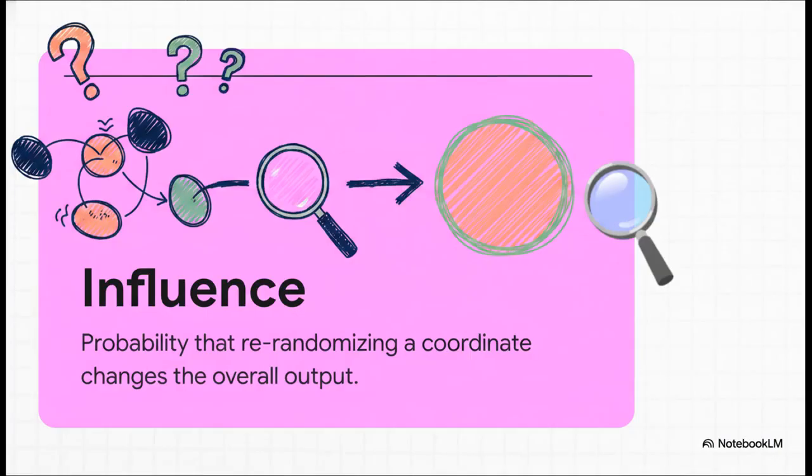Section 3. The math behind the magic. Now, to appreciate what they pulled off here, we need to look under the hood a bit. The very first key concept is called influence. Imagine you've got a dataset, and you're trying to predict an outcome. The influence of a specific variable is just the probability that if you were to re-randomize that one specific coordinate, the overall output of your function would change. It is, mathematically speaking, the ultimate measure of a variable's relevance.